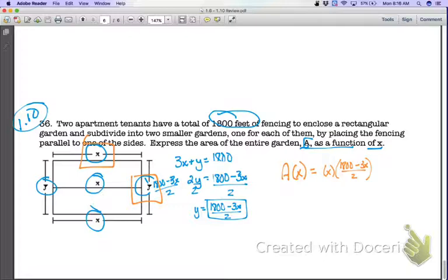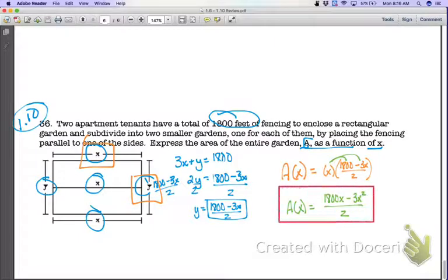You can either leave it like that, or you can multiply everything. If you would actually multiply the values, I would have 1,800X minus 3X squared all over 2, because whenever I distributed that X to everything on top. Good question, though. As far as I'm concerned, it doesn't matter if you leave it as the one that's circled or the one that's in the box. As long as everything's in terms of X, you're good to go.